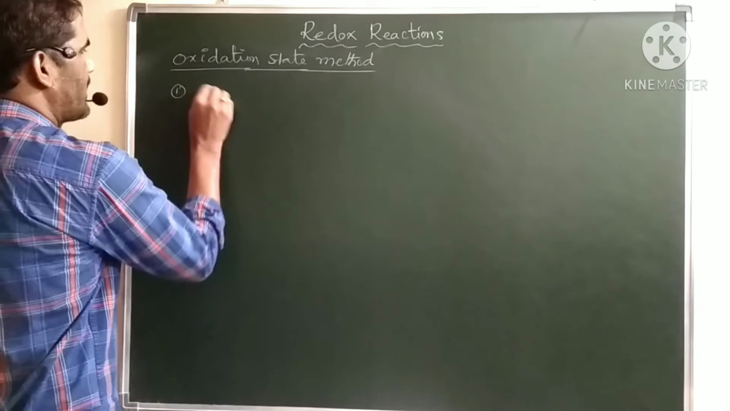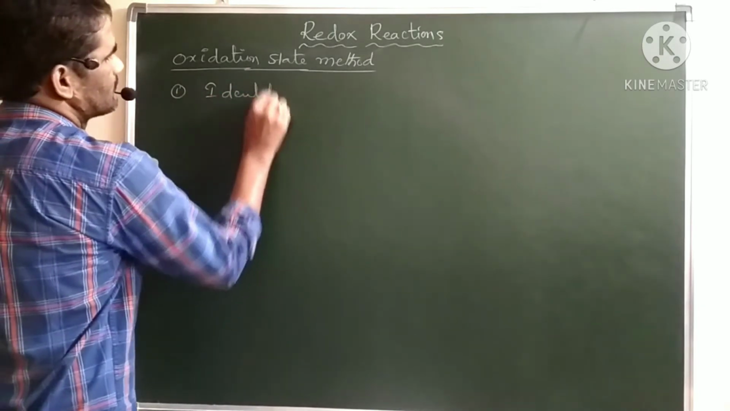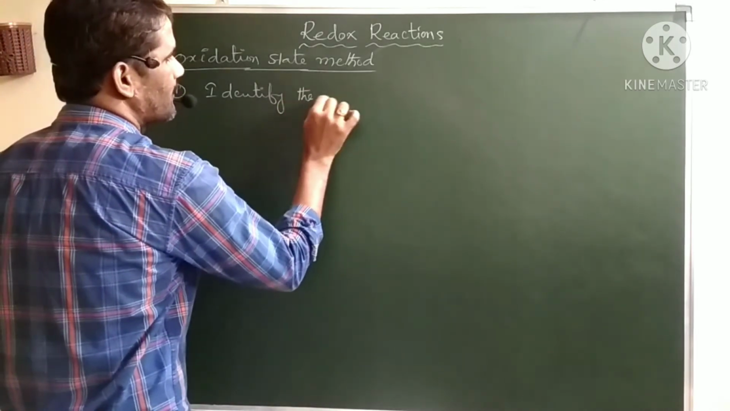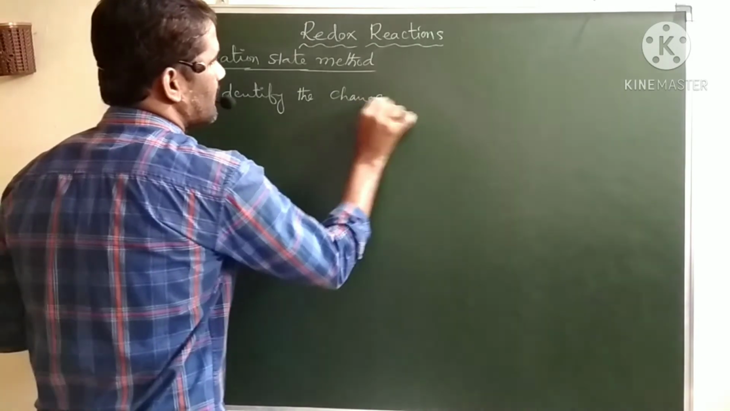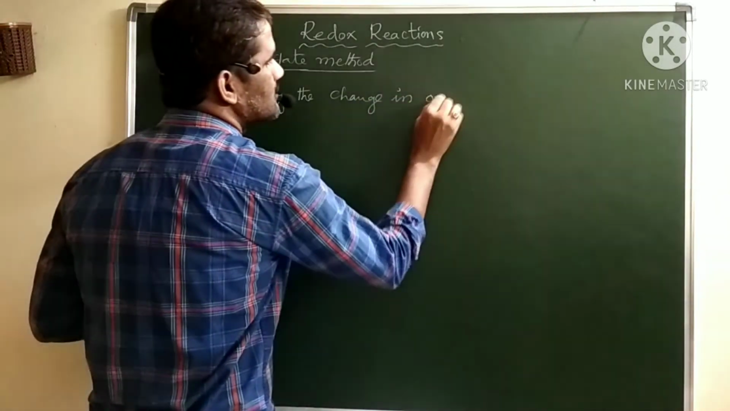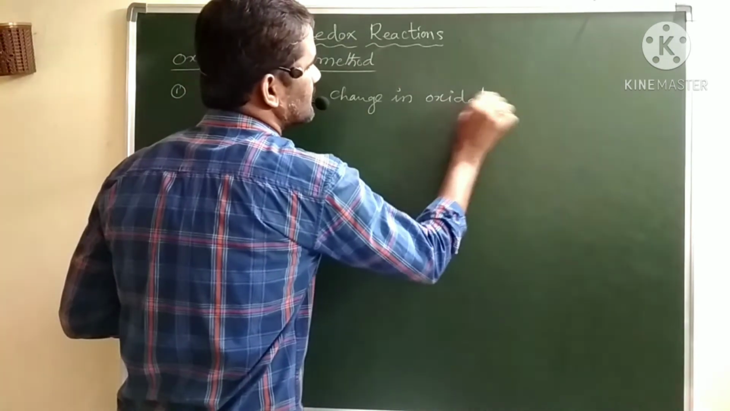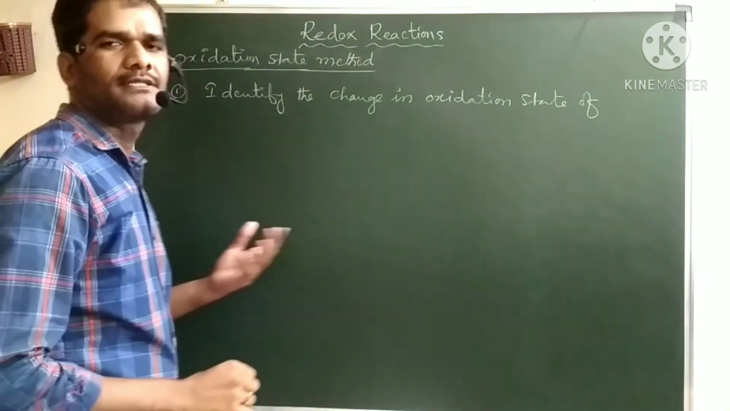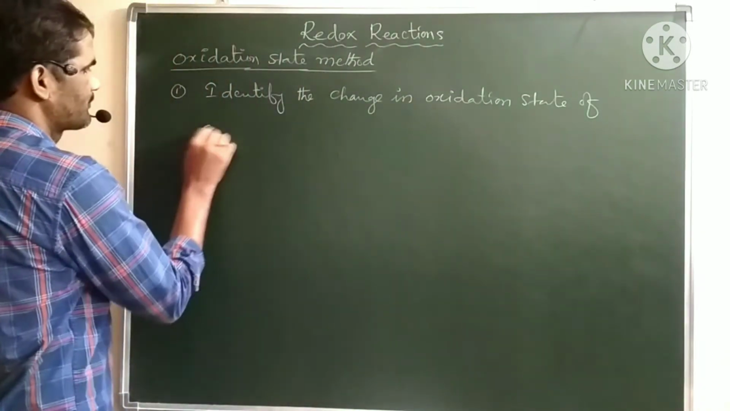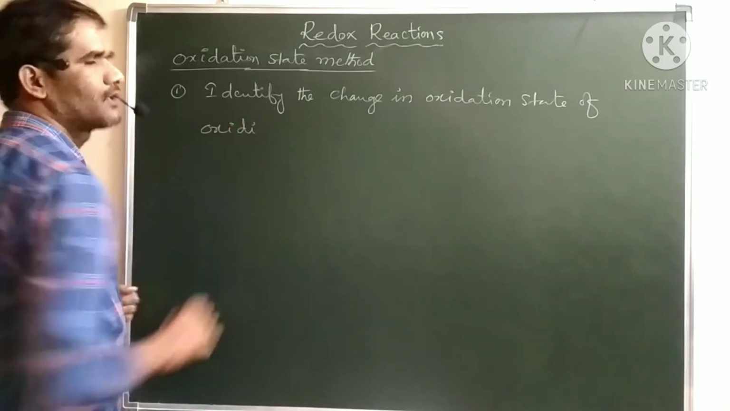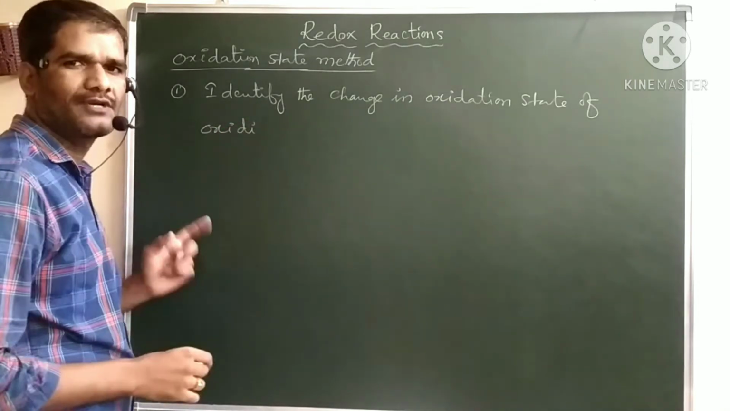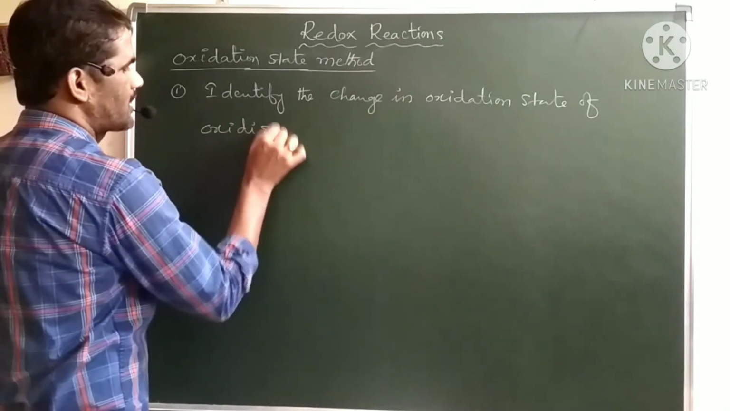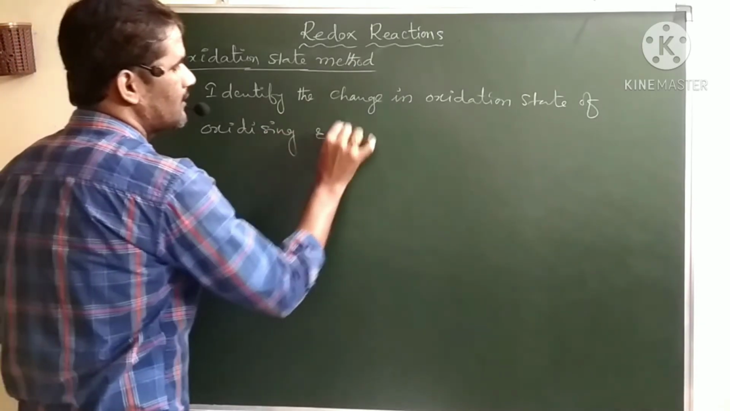First we have to identify the change in oxidation number or oxidation state of oxidizing and reducing species. In a redox reaction, generally we have one oxidizing species and one reducing species. Then we have to find out the oxidation state change of the oxidizing and reducing species.